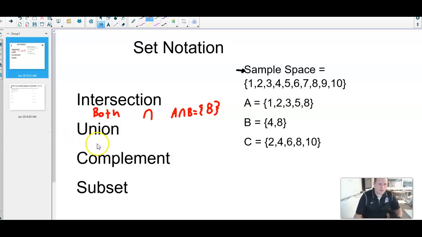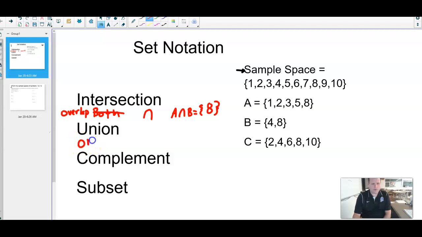I don't know if the word "both" helps, but it's like the overlap. Maybe that's a better word. Maybe we use the word overlap. Okay.